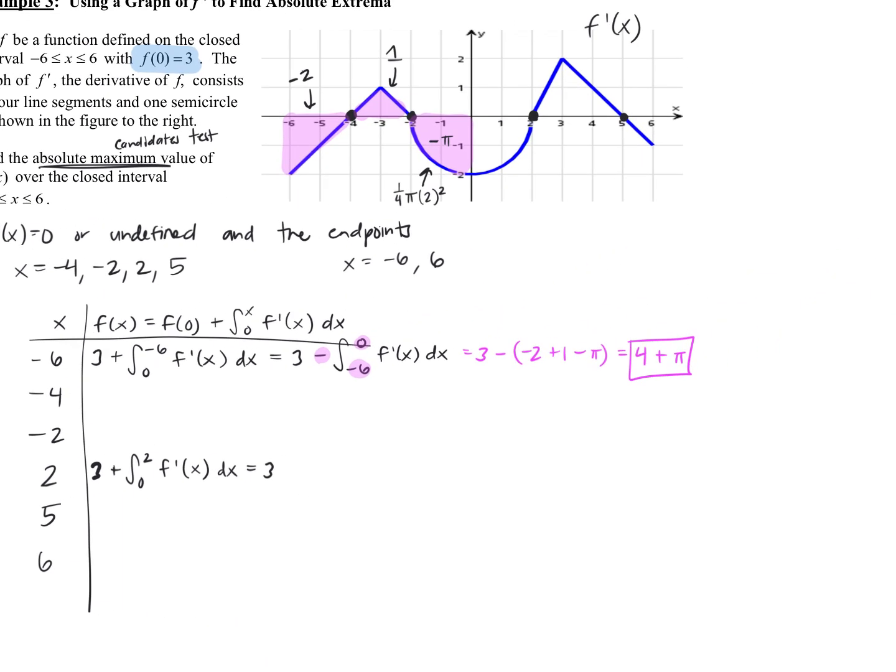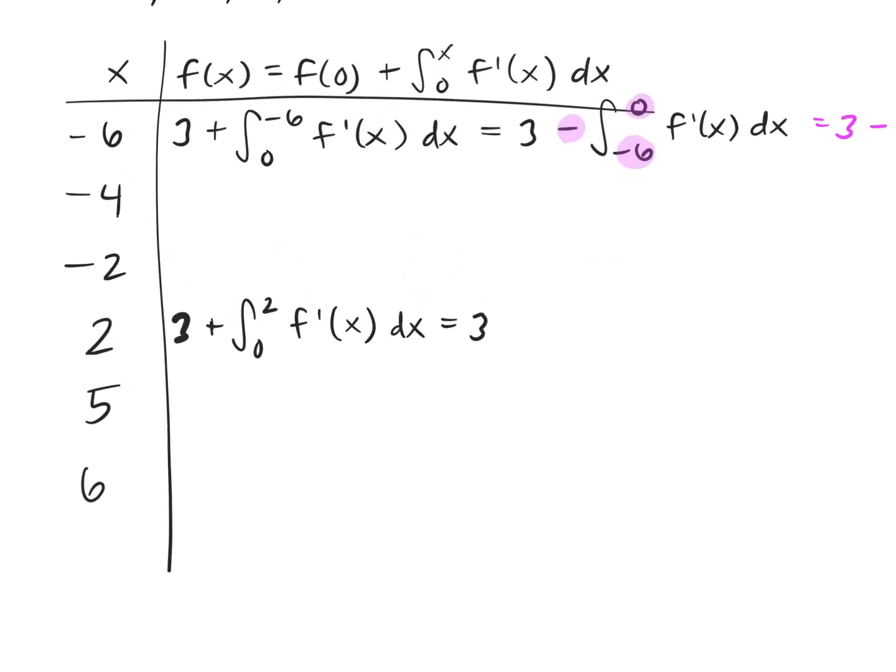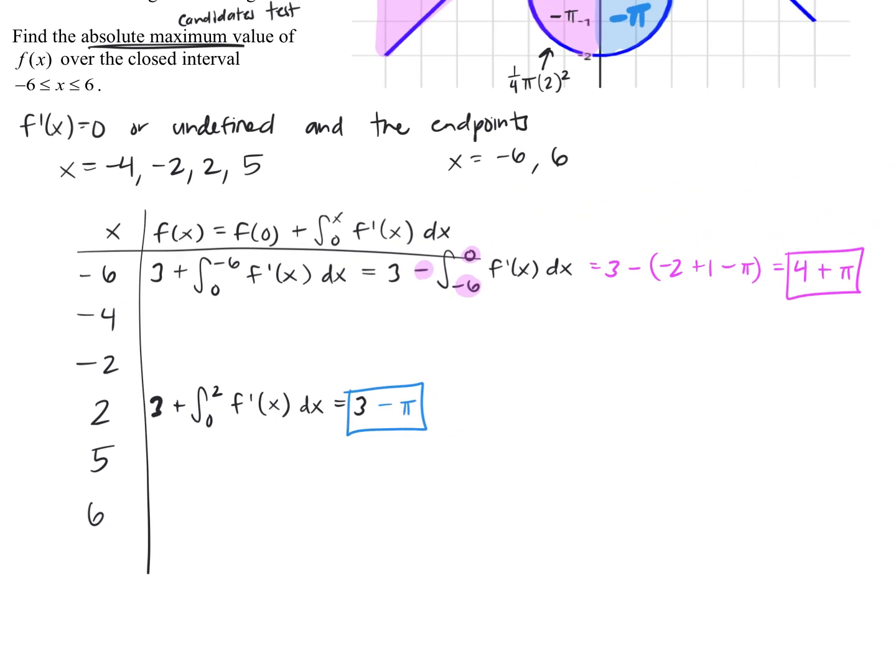From 0 to 2, what is the area there going to be? Negative pi. So this is just going to be 3 minus pi. Okay, between those 2 that we just found, which one is larger? Which one's the maximum value so far? The first one at -6, right?